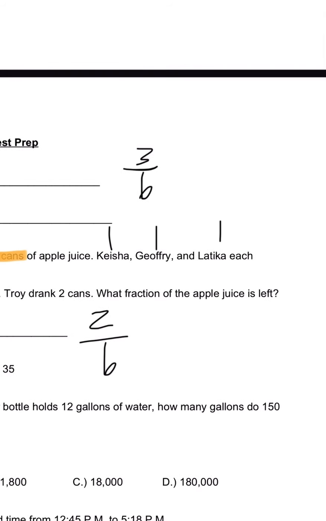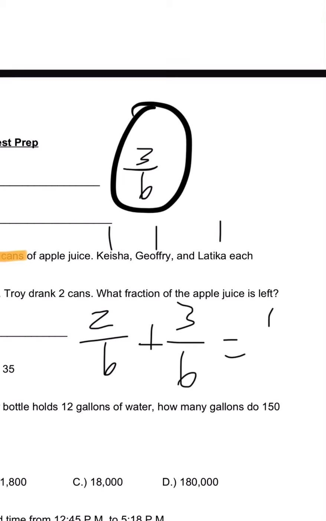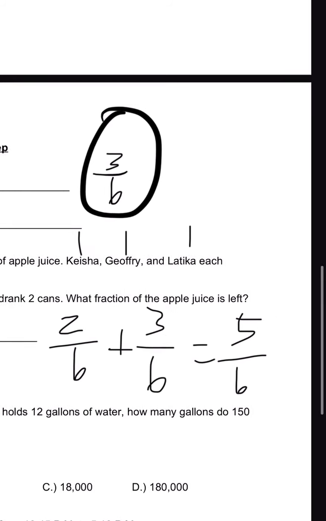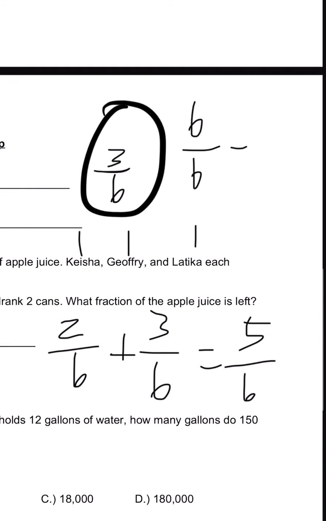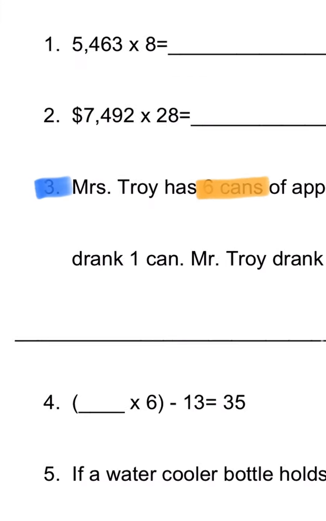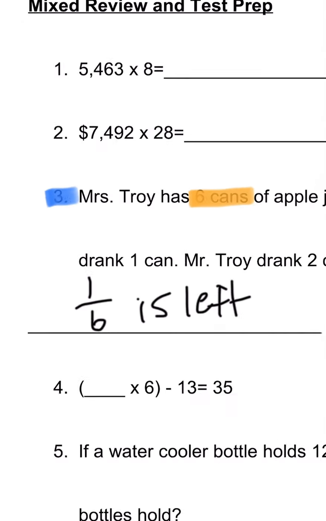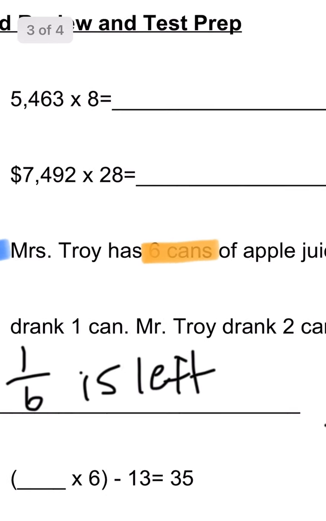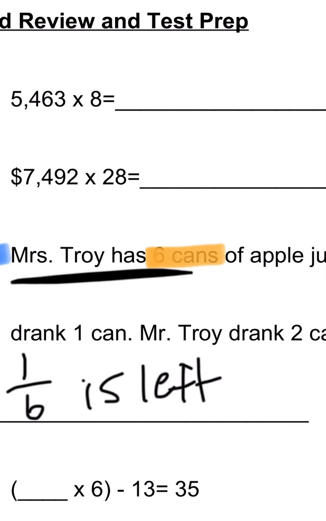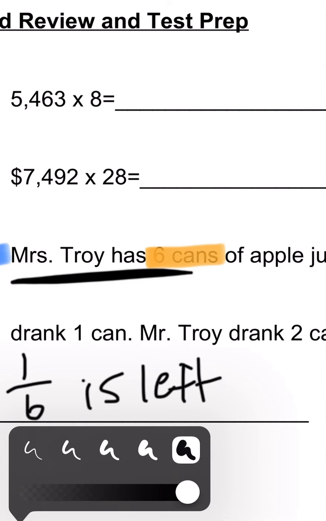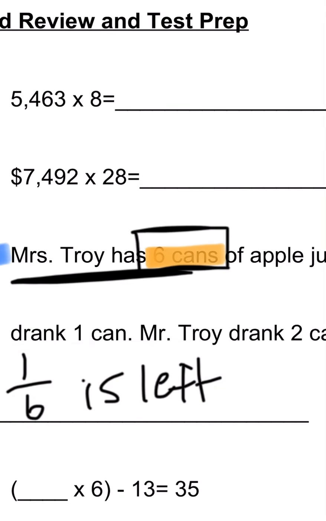What fraction of the apple juice is left? So we want to figure out how many they have left over, so we're going to add whatever is already gone. So when we do this, we get 5 over 6, and 1 whole is 6 over 6. We're going to subtract that, and we get 1 over 6. So we know that 1/6 is left. Okay, just remember that when it says that someone has something, it typically means that this is the total number.